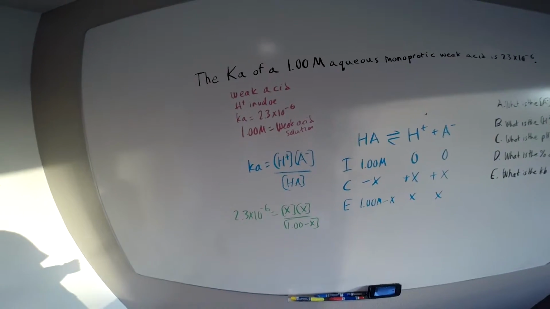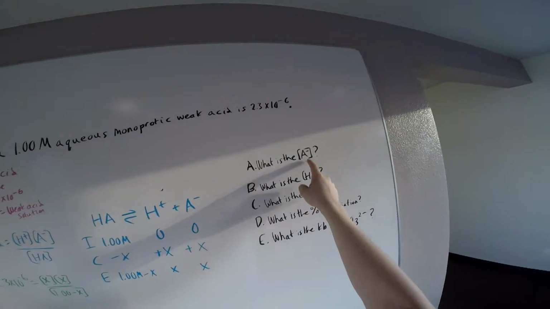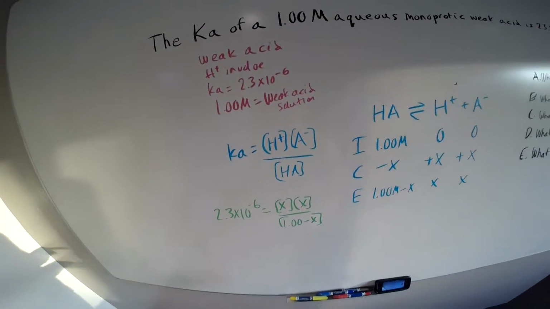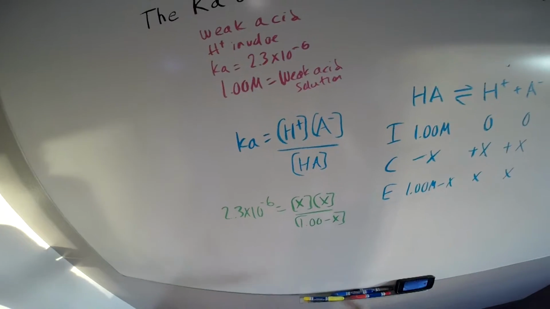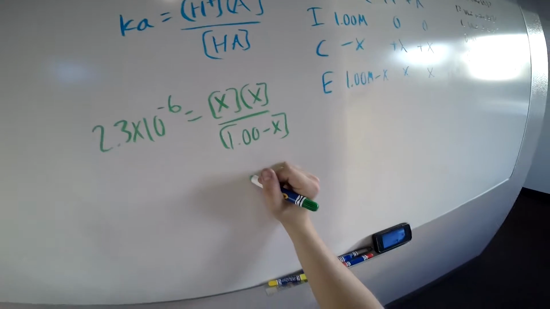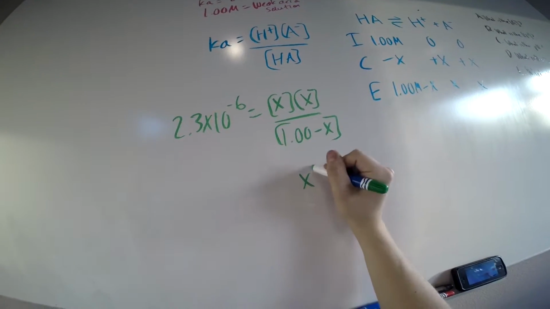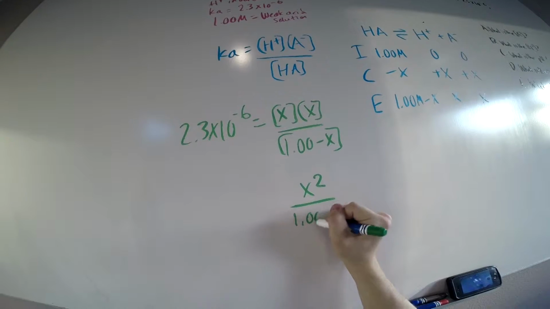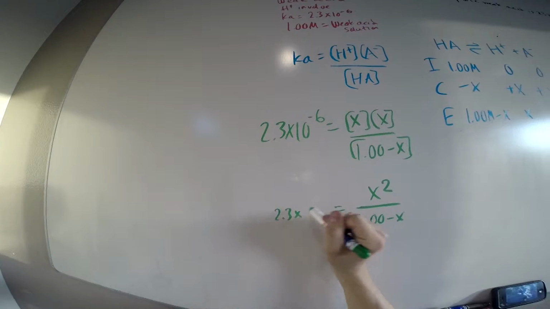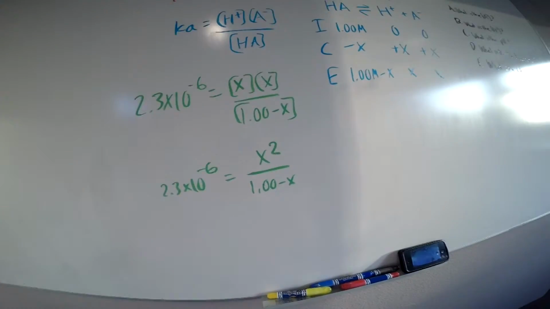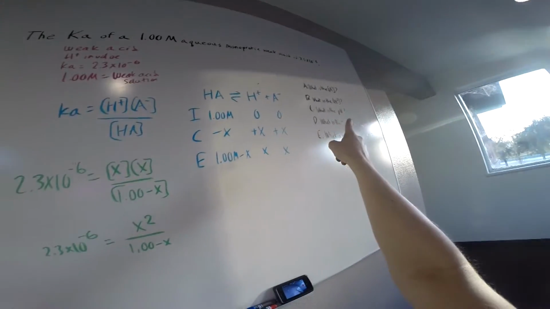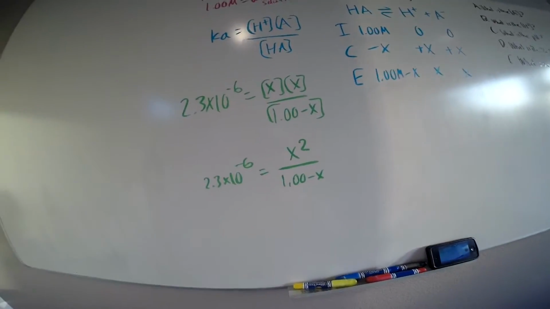So remember, we're trying to solve for A minus and H plus. So the way we solve for this is by multiplying this out. We're actually going to get x squared over 1.00 minus x is equal to 2.3 times 10 to the negative 6. And our whole goal is to solve for x so that we can plug it back into here and determine our concentration. So let's solve for x.